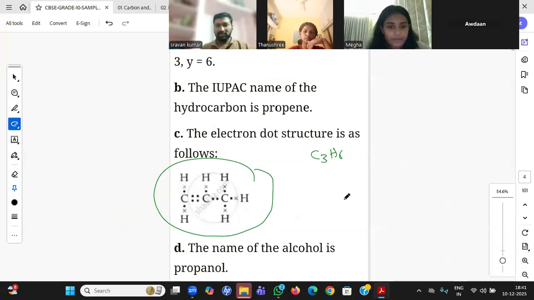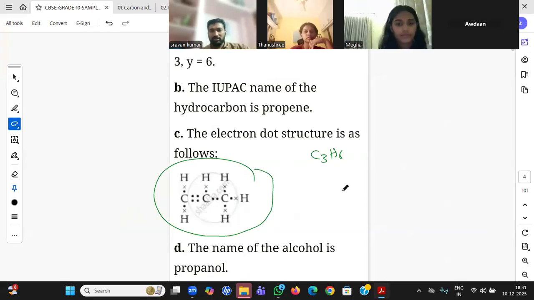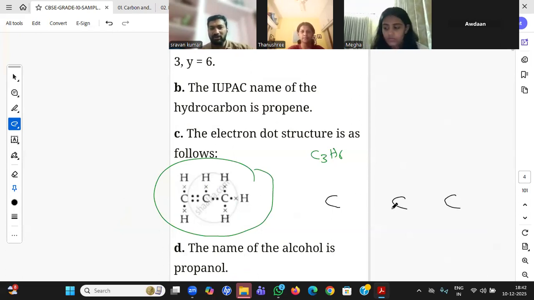C3H6. First you have to write the structure. What should I start with, H or C? C, C, C. Okay, then, students, each C will have three bonds, I mean, first of all adjust the bonds, right? Go ahead. First will have 3H.